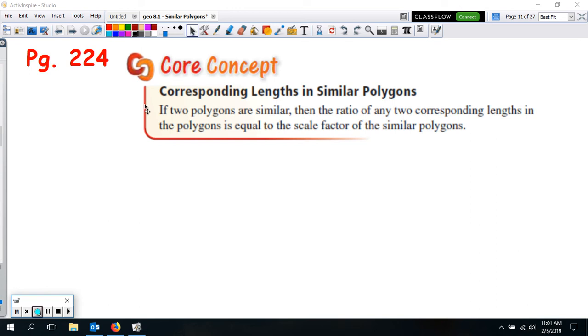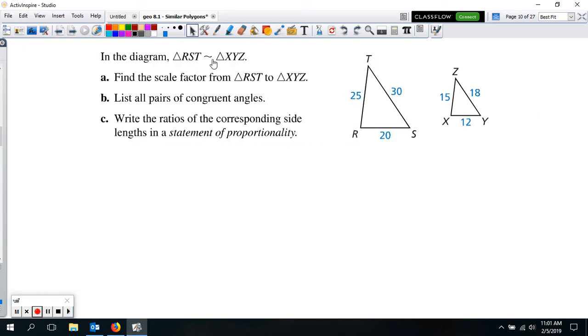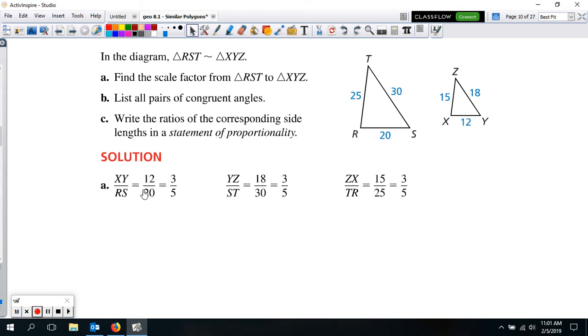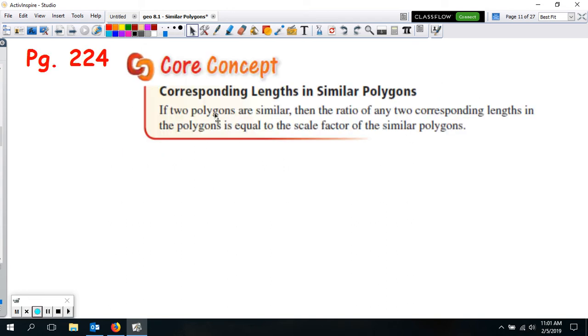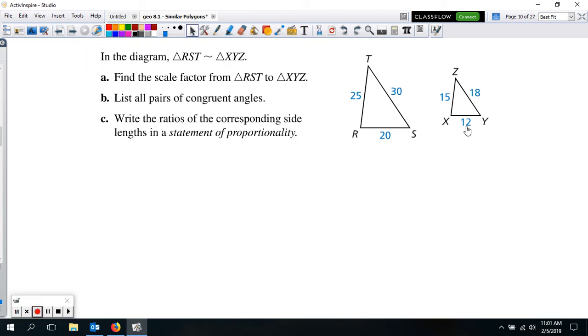If we know they're similar, and that's what it told us back here on this one, it tells us these are similar right here. So we know we can just take, it doesn't matter, we can just do these two, and that would give us the scale factor right there of the 3/5. We don't have to do all three. We could just do the first one because of this little core concept right here. If two polygons are similar, then the ratio of any two corresponding lengths in the polygons is equal to the scale factor of those similar polygons. So that's what I'm saying here: we only need to look at one side length, not all three.